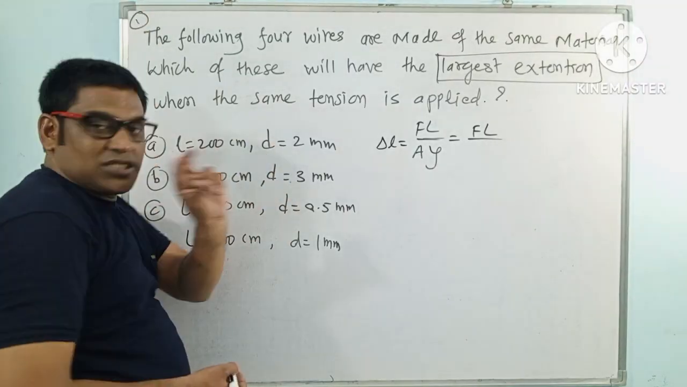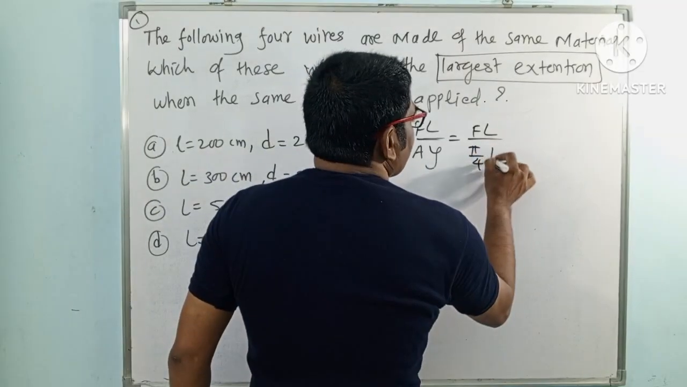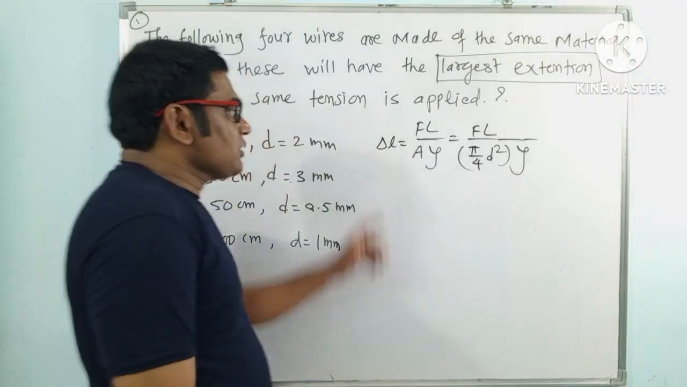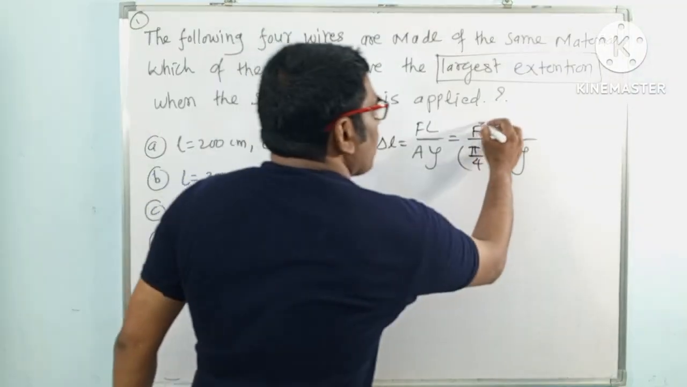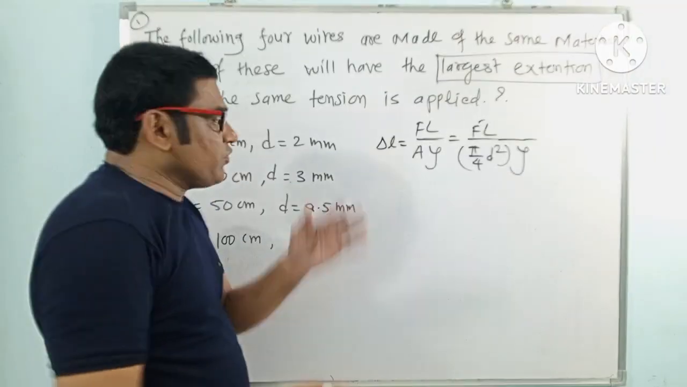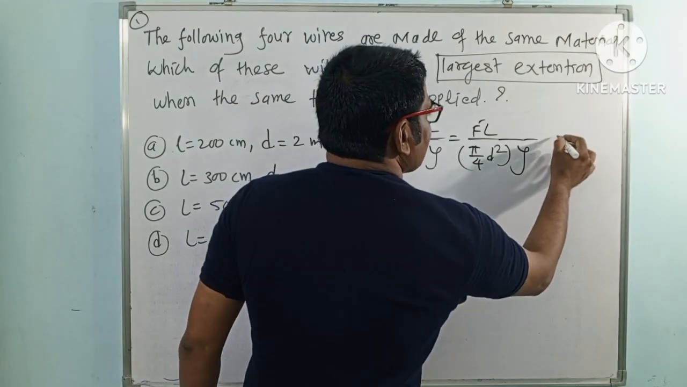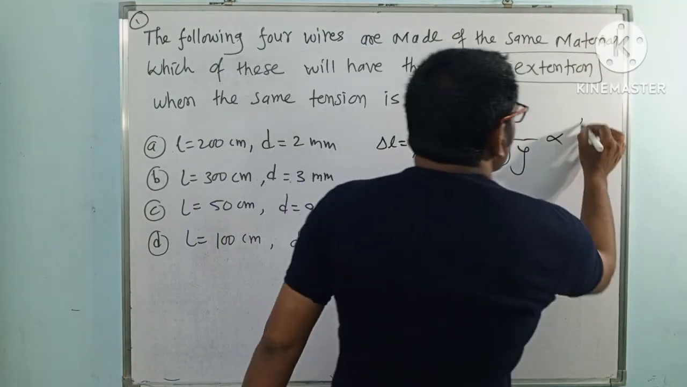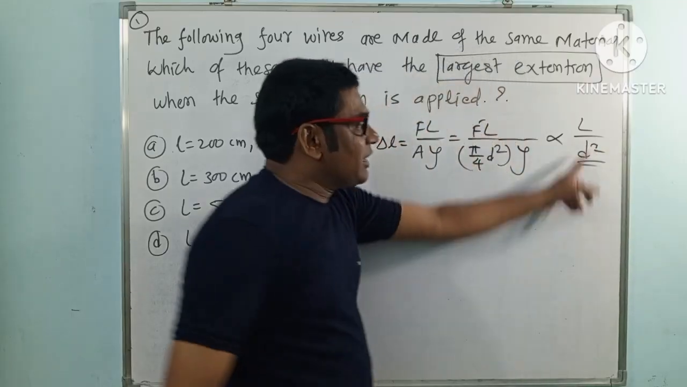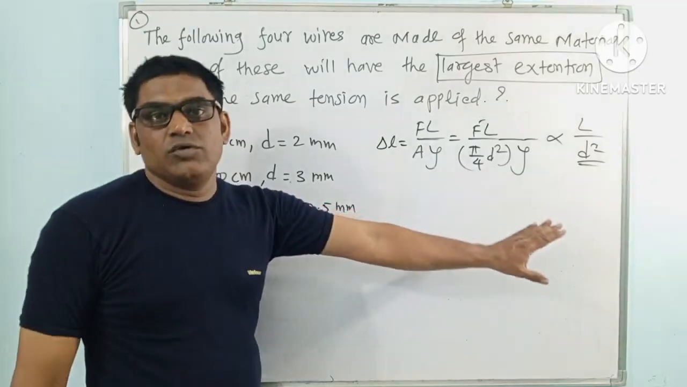So only what remains? We can write FL divided by... diameter they are asking, which means the cross section is circular. So pi by 4 d square is the area, into Young's modulus. In this, force, pi by 4 and Y are the same for all, so if you compare, they will be cancelled. So basically here delta L is directly proportional to L divided by d square. So you check L by d square for every option and you will get the answer.